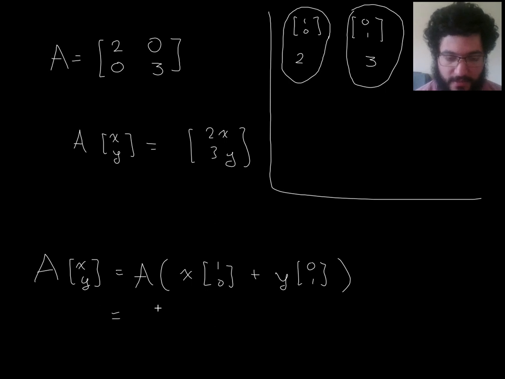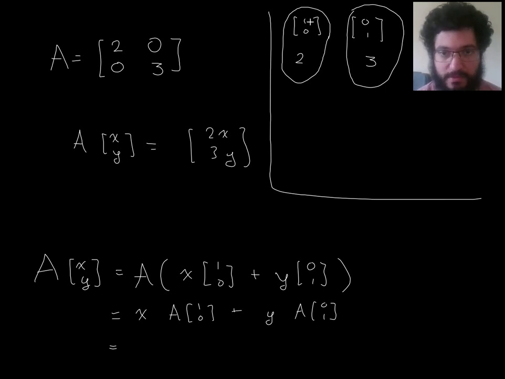Then what will this be? Well, A is linear. That's the whole point of linear algebra, right? That's why we even care about the action of matrices on vectors, is because it's linear. So what that means, linear, means it distributes like this. And then A on 1, 0, well, 1, 0 is an eigenvector with eigenvalue 2. That means A on 1, 0 is 2 times 1, 0.